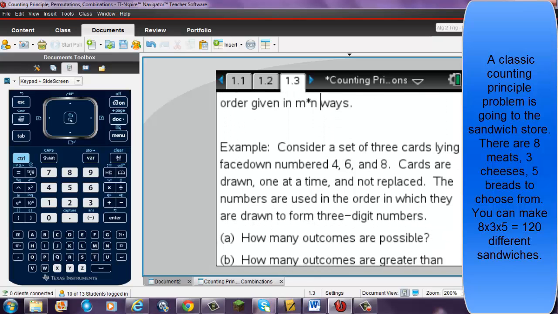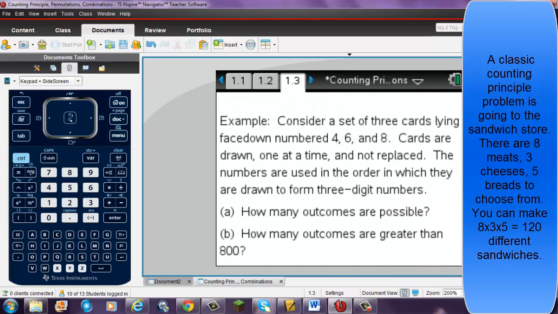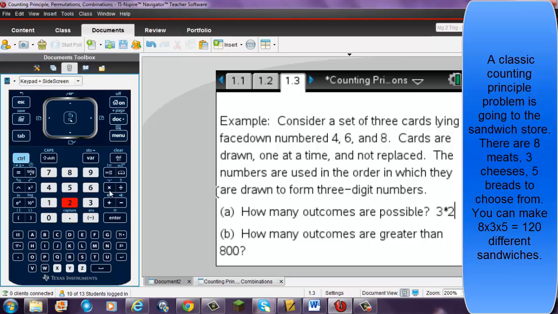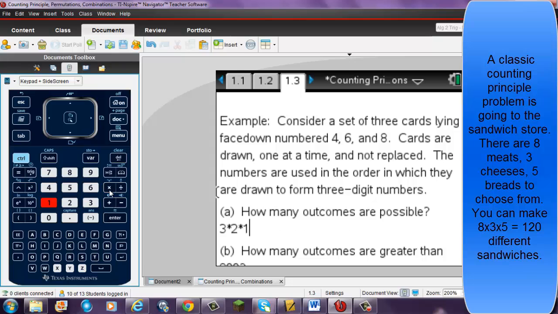So, for example, consider a set of 3 cards lying face down numbered 4, 6, and 8. Cards are drawn one at a time and not replaced, not put back in the pile. The numbers are used in the order in which they are drawn to form 3-digit numbers. So how many outcomes are possible? Well, there are 3 cards. The first time you draw a card, there are 3 possible ways. And then you don't put that back, so then there's 2 possible cards you can draw, and then you're just left with 1. So it's 3 times 2 times 1, which is 6 possible outcomes.